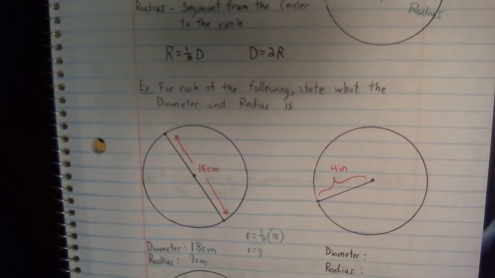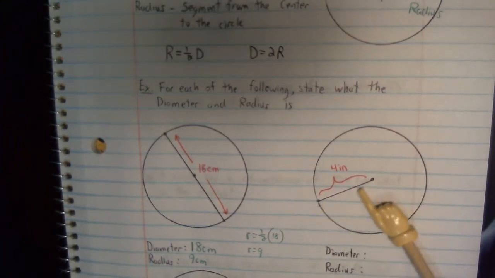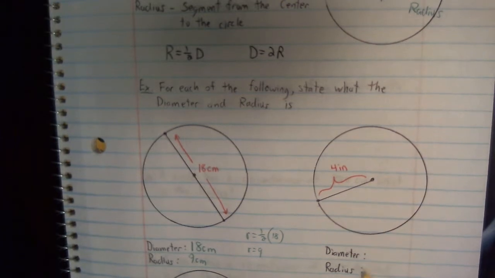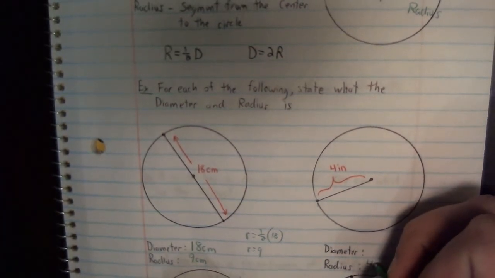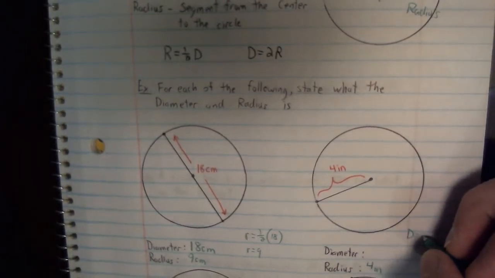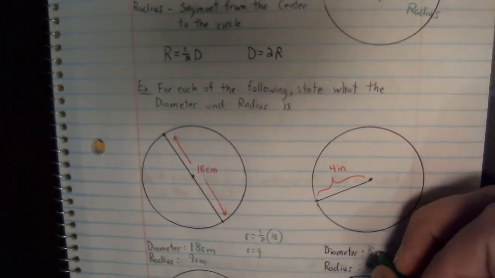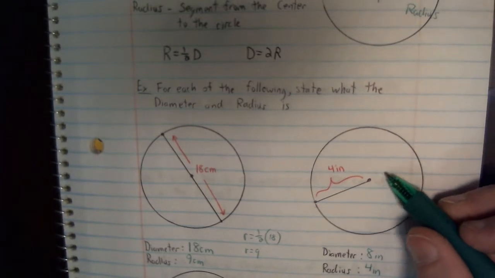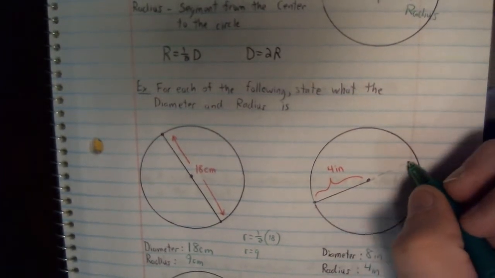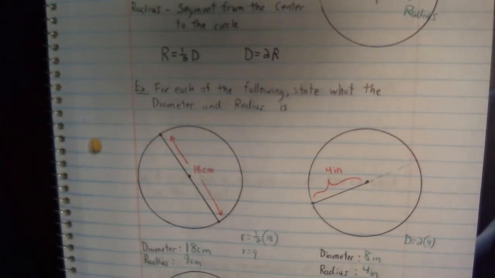Let's take a look at the other example on the screen. Here, we're not stretching all the way across. We're going from the center to the circle itself. That is a radius. So we can put down our solution for radius. Here it is 4 inches. But diameter, we know to be twice radius. So 2 times 4, which gives us 8 inches. So basically, the missing piece over here would also be 4 length, and the total length would be 8 inches.